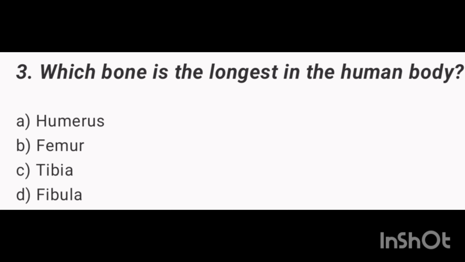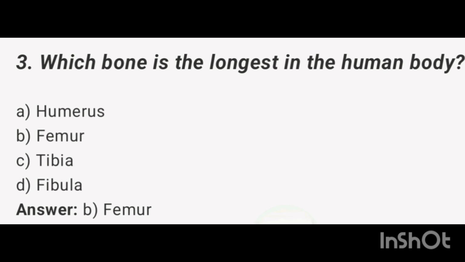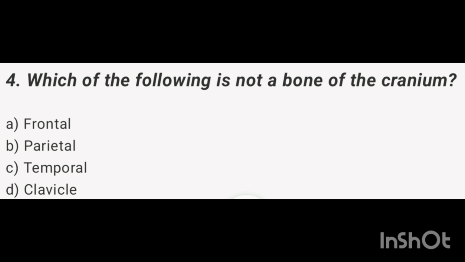The next question is, which bone is the longest bone in the human body? They have given the options humerus, femur, tibia and fibula. What is the humerus? The humerus is the bone of the arm. Femur is the thigh bone of the leg. Tibia and fibula are the lower leg bones. So can you guess the answer? The answer is femur. The next question is, which of the following is not a bone of the cranium?